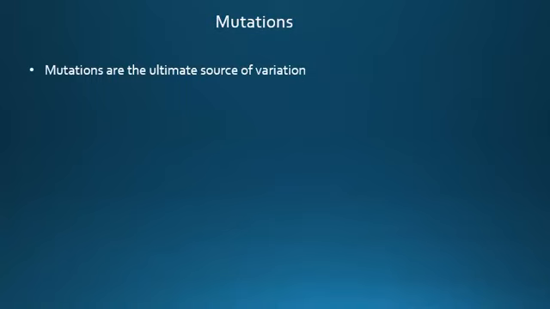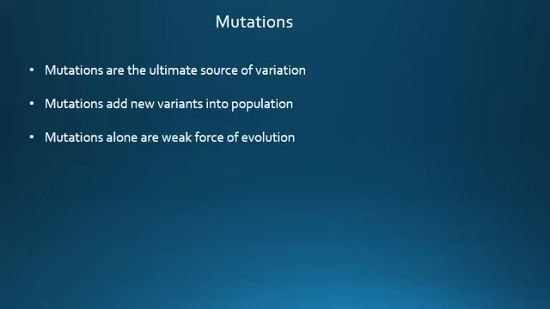Now recall that mutations are considered to be the ultimate source of variation, and that mutations will add new variants in the population that can increase the population diversity and introduce new forms upon which selection can act. Now, mutations alone are often considered a fairly weak force of evolution because mutation doesn't tend to change the numbers of individuals in the population very quickly.